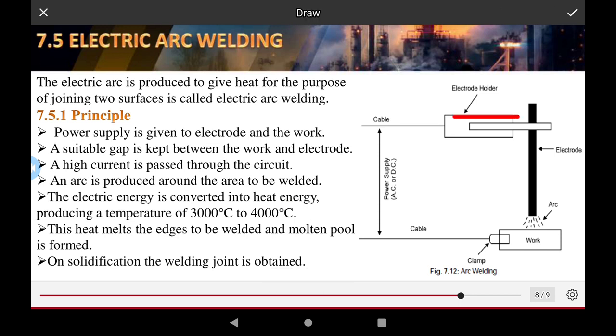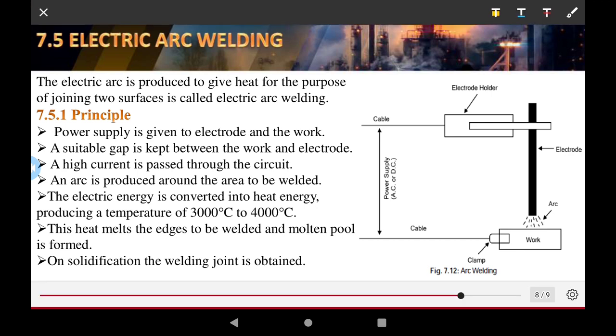This is the electrode holder. The electrodes, electrode holders and cables are in use. This is the power supply, AC power supply. AC is alternating current and DC is direct current. The other cable is used for holding the workpiece, which is clamped to the table.